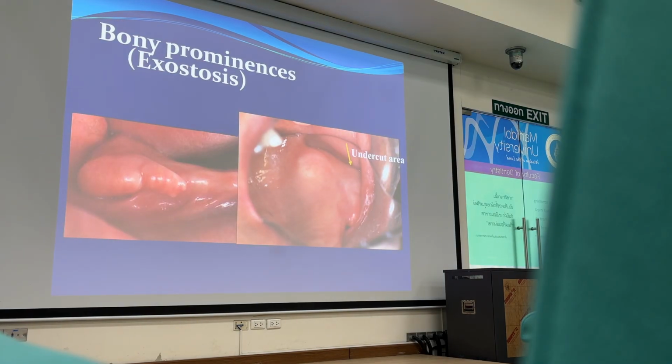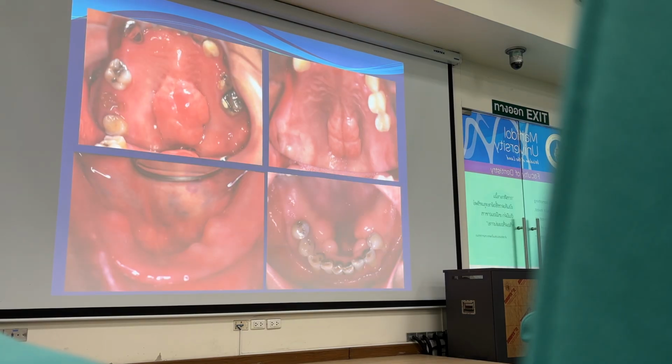Sometimes Candida albicans forms, called denture stomatitis. Bony prominence, exostosis: it looks like there is a lot of bone extending out like this, forming like this. Big torus, exostosis here, and torus mandibularis here. We need to do a surgical removal and cut the torus.